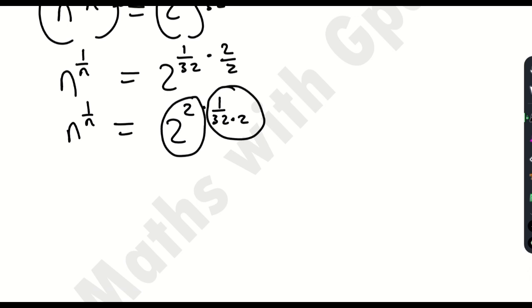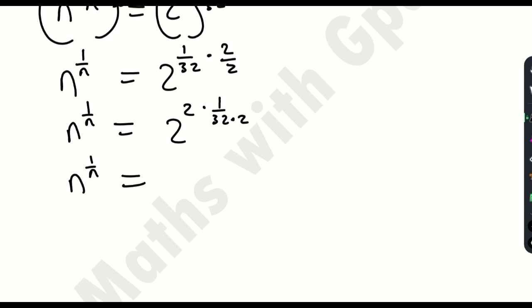So the power is applied to the base and the 2 is applied to the root, so that I would have a change in the base and in the root. So I have n raised to the power 1 over n is equal to, what is 2 raised to the power of 2? That's 4. And then 1 over, what is 32 times 2? That's 64. Okay, we still don't have a match.